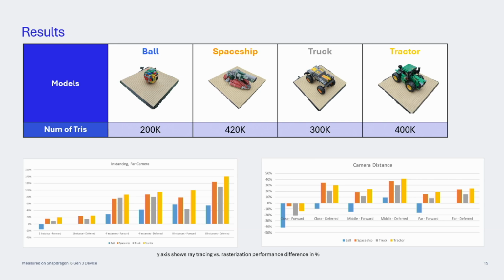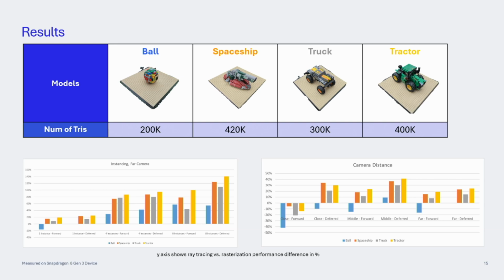So on the first graph, we did kind of instancing here, meaning as you go from left to right on this graph, the scene becomes more complex because we started with 1 instance in the scene and then went to 4 and 8, and I think that's kind of where the graph drops off here. So as you can see, as the scene becomes more complex, ray tracing really shines. It starts beating rasterization pretty significantly here.